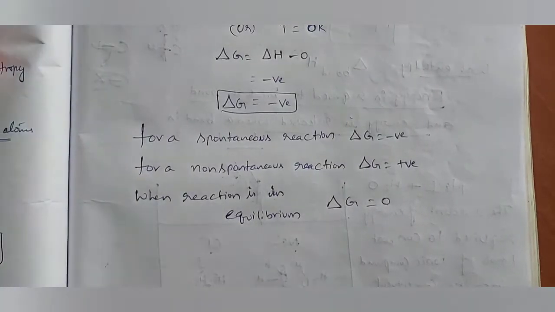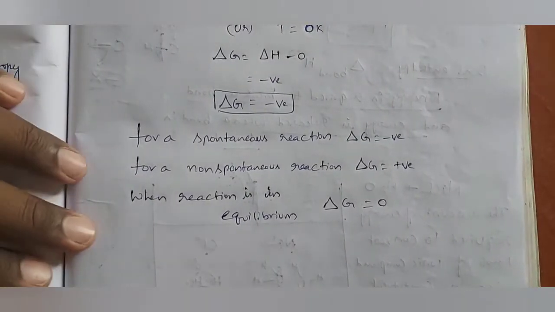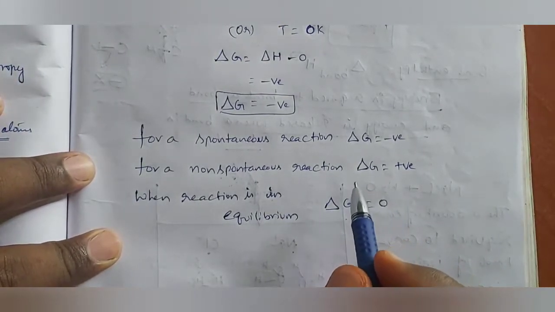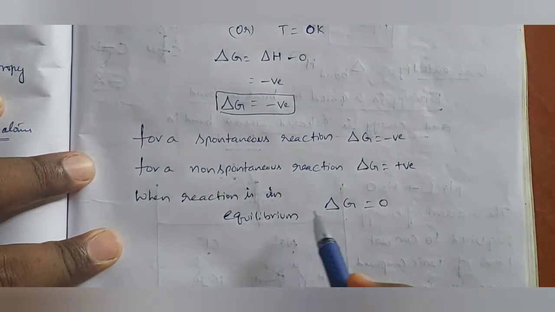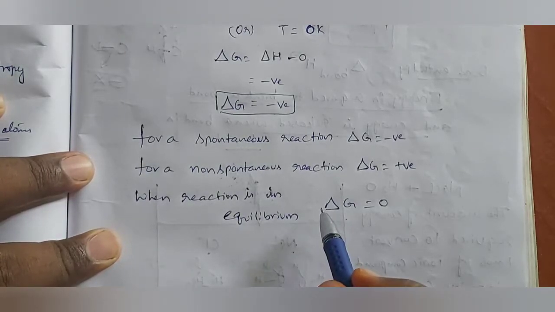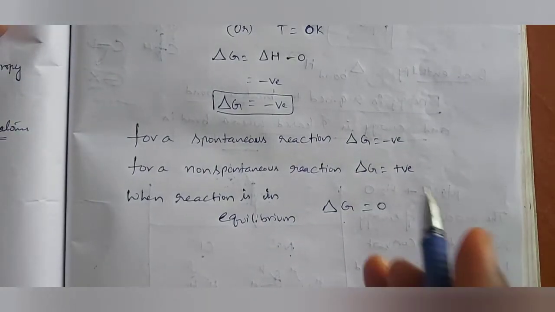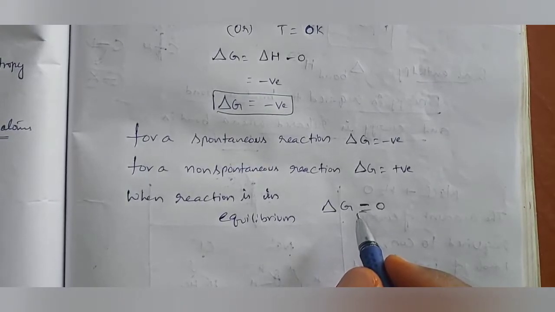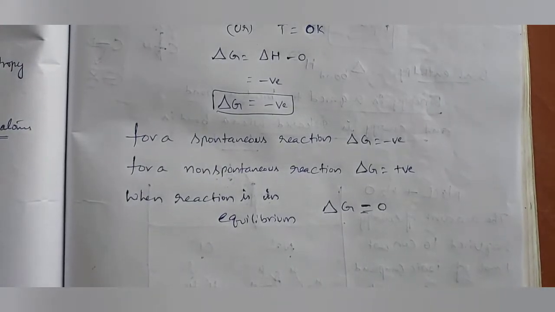Are you clear, ma'am? Depending on this delta G value, we can estimate whether the reaction is spontaneous, non-spontaneous, or attains equilibrium. Like this we can write. I hope you are clear by this one. Just observe here once.